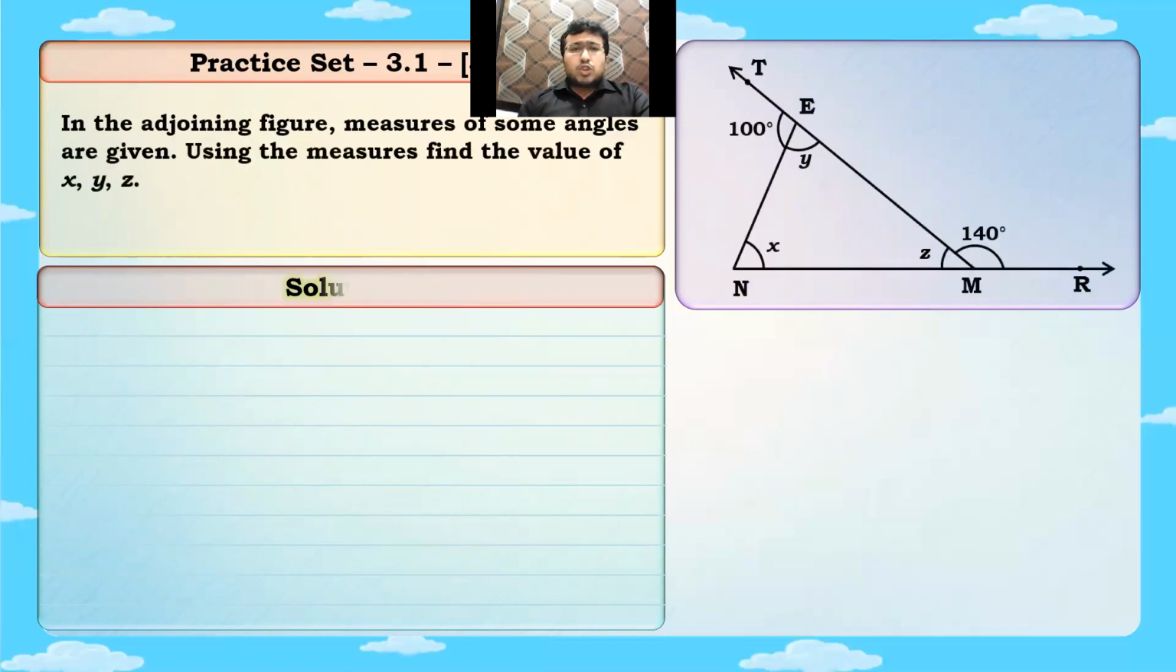So students, the best part of this sum is the figure is already given to us. The question says in the adjoining figure, that means the figure is already given to us. If you observe the figure, we are supposed to find the value of x, y and z. Students will complete this sum in just 3 steps. Okay, so let's start with the sum.